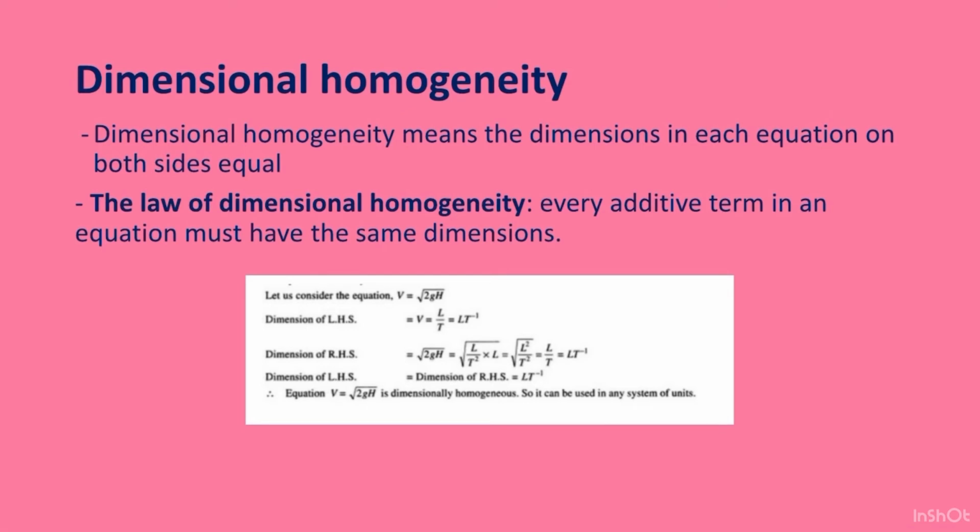So first we're going to talk about dimensional homogeneity. Dimensional homogeneity means the dimensions in each equation on both sides are equal. The law of dimensional homogeneity is that every additive term in an equation must have the same dimension. So for example, let us consider this equation. The units for V is LT to the power of -1. The same goes for the formula for this, which is also LT to the power of -1. Make sure each equation on both sides is equal.